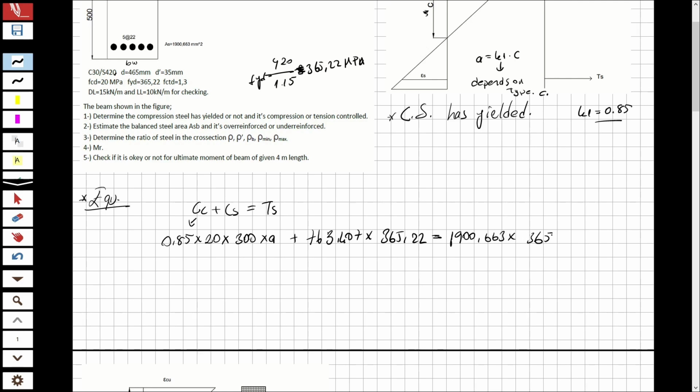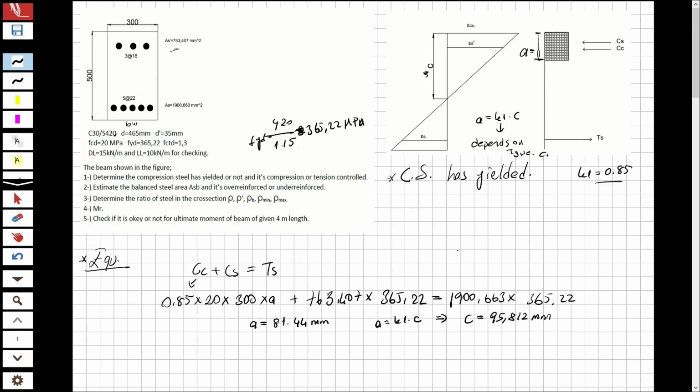So 365.22, and from this equation I'm going to obtain the A value as 81.44 millimeter. And as I told before, A is equal to K1 multiplied by C, and K1 is 0.85. So I'm going to obtain C here, 95.812 millimeter. Okay, so now I have the C value.